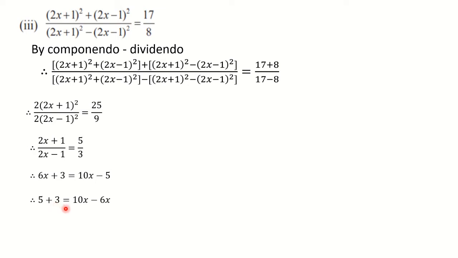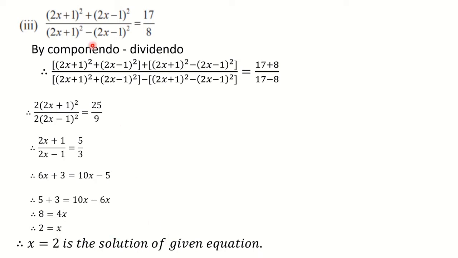So we will get 5 plus 3 is equal to 10x minus 6x. Plus 6x has become minus here, and minus 5 has become plus when shifted to the other side. 5 plus 3 is 8 and 10x minus 6x is 4x. So 4x is equal to 8 and therefore x is equal to 2. This is the value of x. That means x equals 2 is the solution of the given equation. This is the way you are going to solve it.